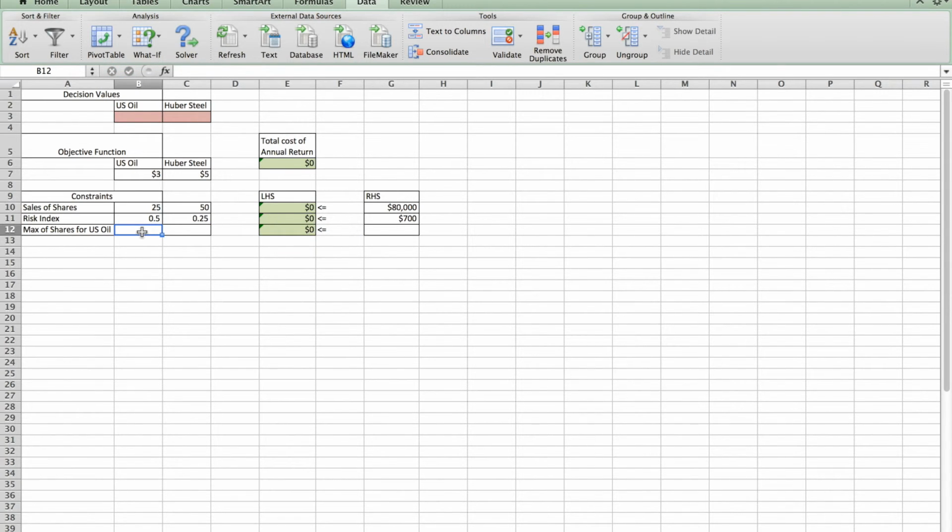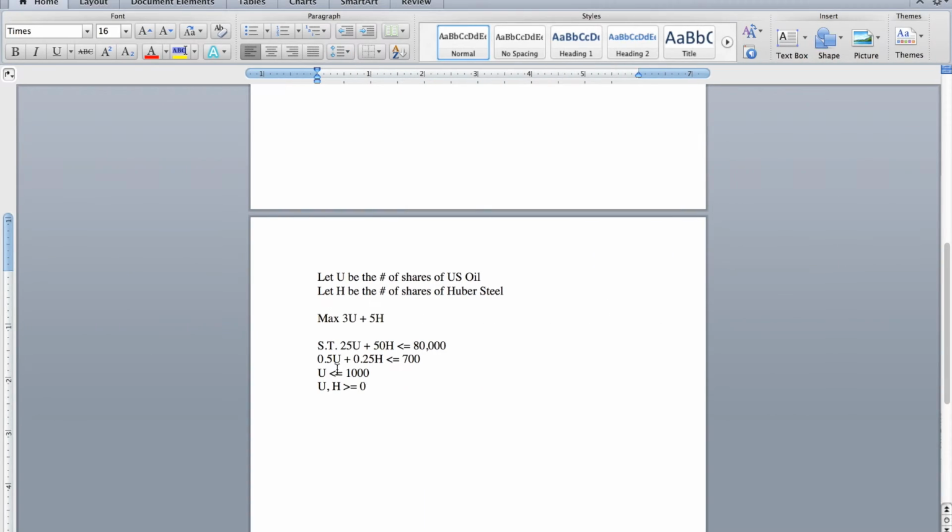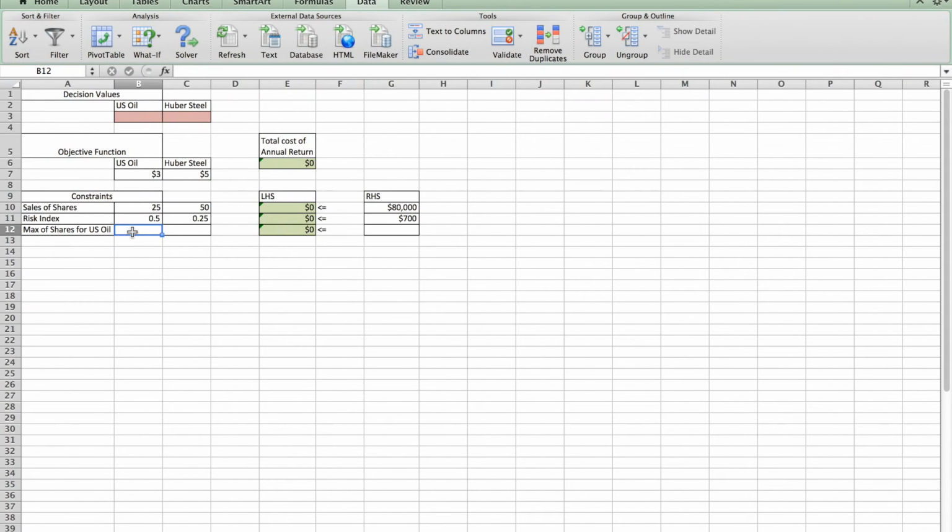The last one is going to be U is less than or equal to 1,000 shares. So for this, we're going to put 1 just to represent US Oil and 0 to represent Hoover Steel. And since we're not using that, that's why it's 0. And now we're going to put 1,000.